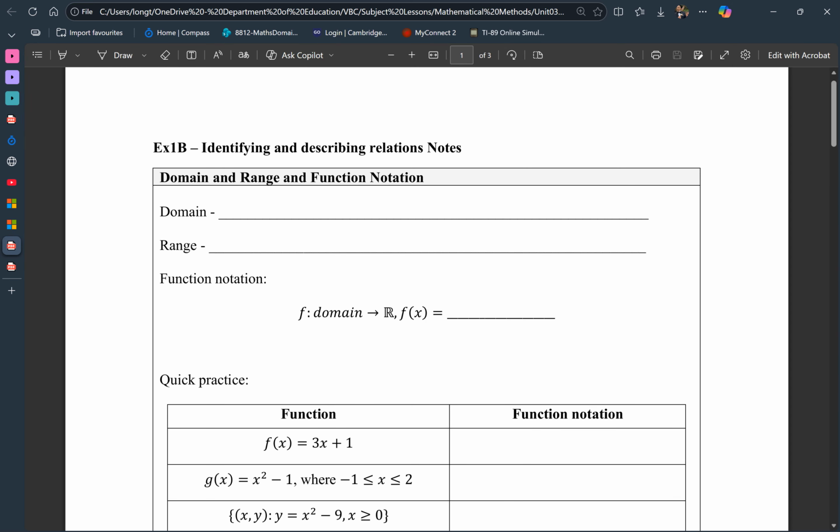So domain and range. Domain is all the x values that you can see in a graph. So part of methods, you need to be able to tell from looking at a graph or an equation what your domain and range is.